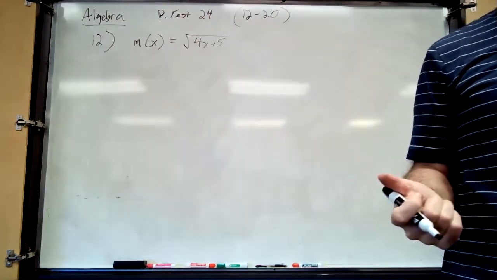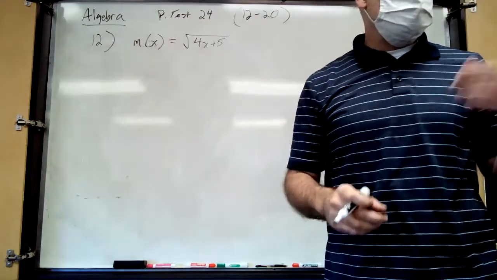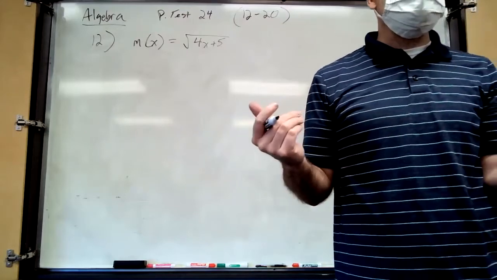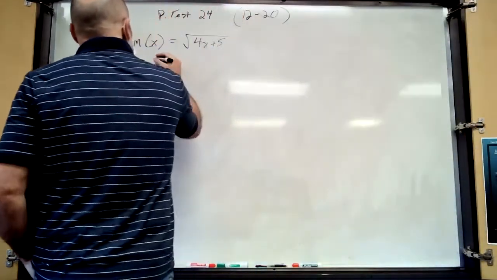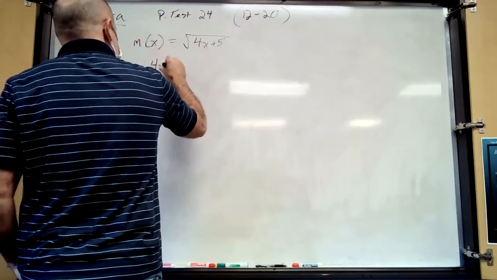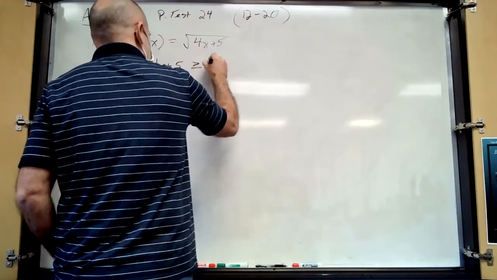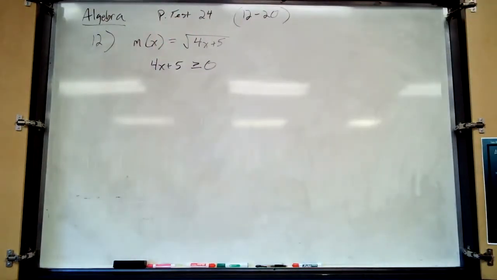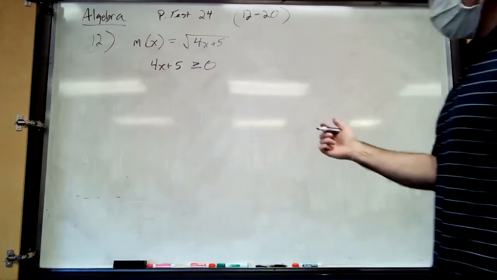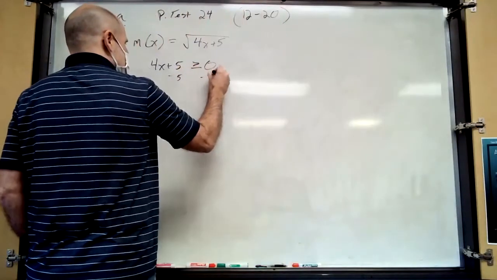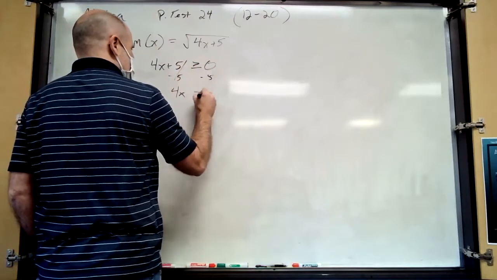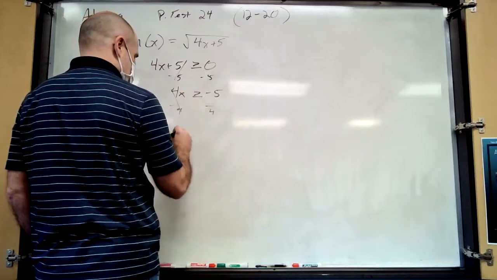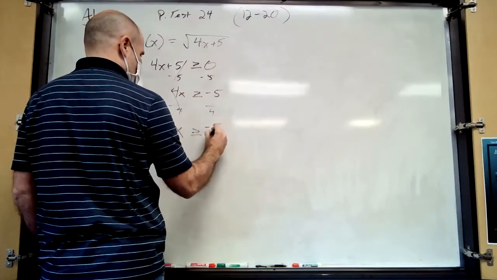So what you could do is you know it has to be either 0 or above. It can be 0 because the square root of 0 is 0, right? So you can say something like this: 4x plus 5 has to be greater than or equal to 0. See what I did there? So it has to be that. Now we just solve for x. So get rid of 5. 4x is greater than or equal to negative 5. Divide by 4. So x is greater than or equal to negative 5/4.